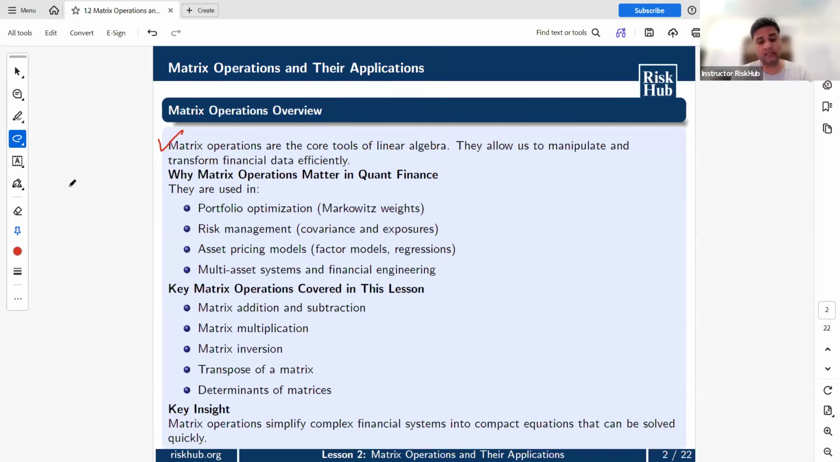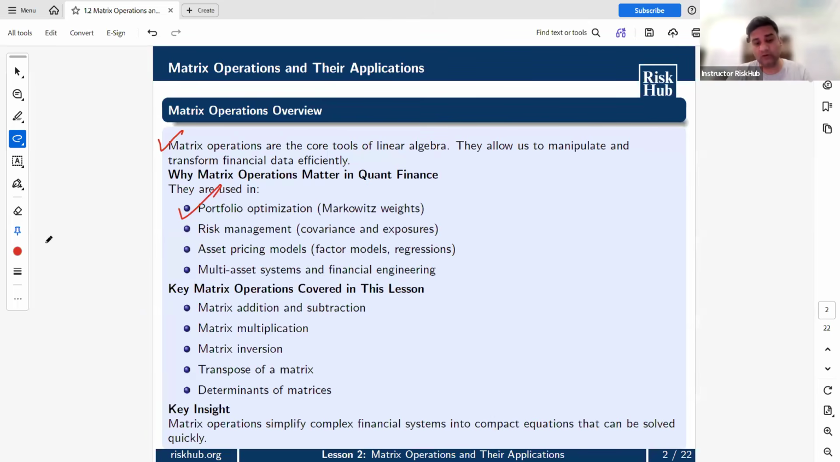Please understand very clearly that if you are looking at portfolio optimization and Markowitz weights, this is where modern portfolio theory begins. Harry Markowitz, who is Harry Markowitz? He is the father of portfolio management. He did his PhD in 1952 and came out with the efficient frontier theorem. So a portfolio is not about individual assets. It is about how assets interact together. That interaction is captured mathematically using matrices.